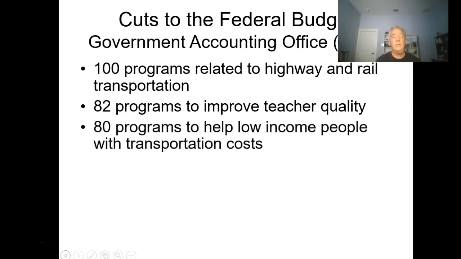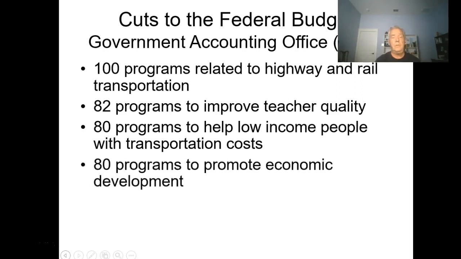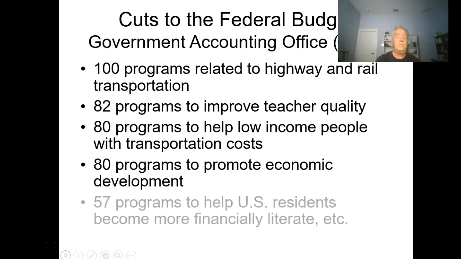80 programs to help low-income people with transportation costs. Okay, that makes sense. Help low-income people with transportation costs. But do we need 80 programs to do it? Again, there are only 50 states. 80 programs to promote economic development. Same thing here. There are only 50 states. How many programs to promote economic development do we need? Again, there's a whole bunch of overhead, people and dollars that go with all these programs.